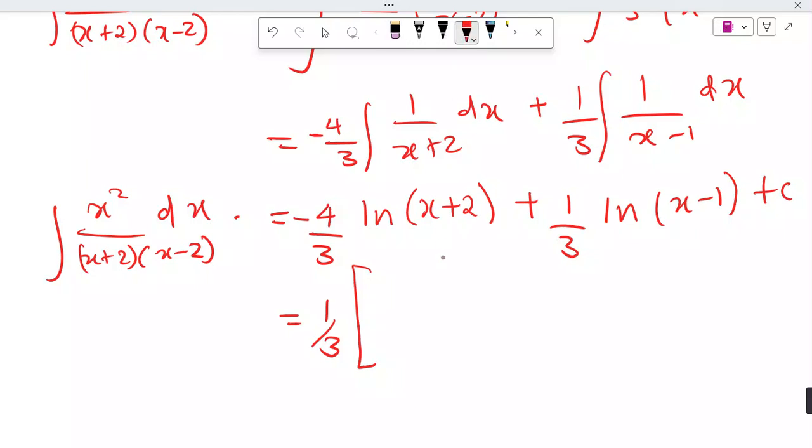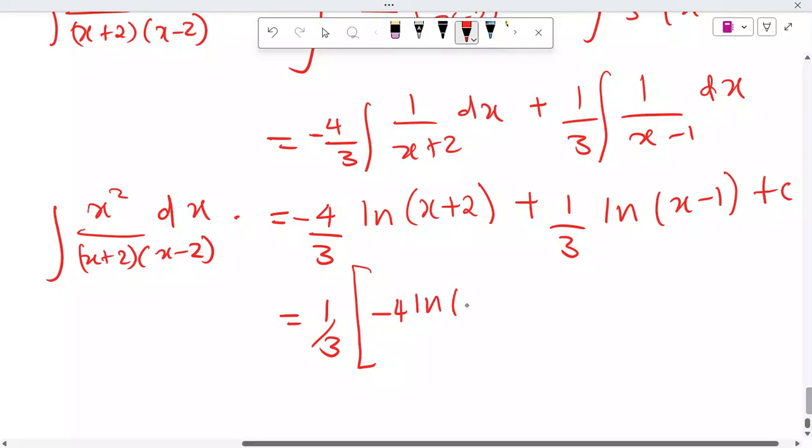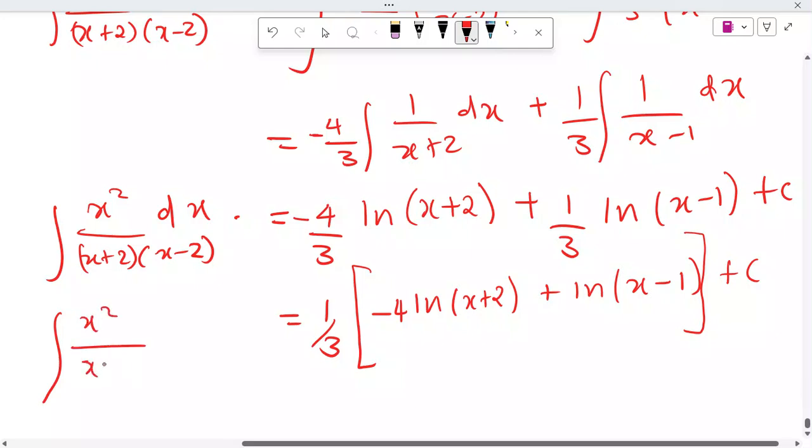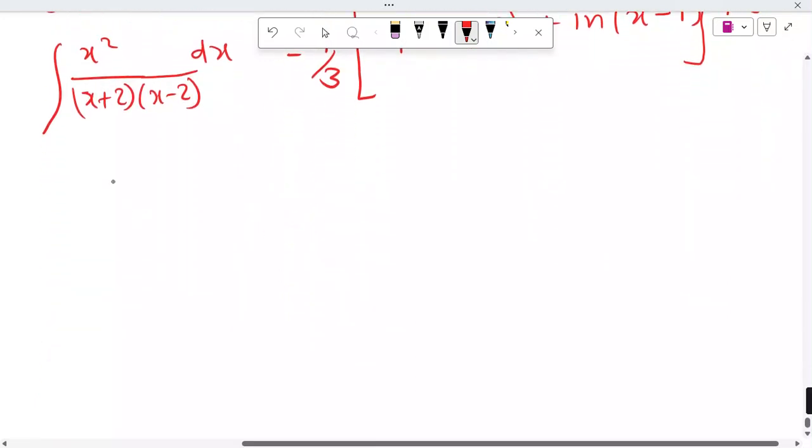Okay, so this here, so we write negative 4 ln x plus 2. Then here this one is outside plus ln x minus 1. Okay, like this. So plus c. So this is the integral of x squared over x plus 2 times x minus 2 dx. Okay, so let's go to part 4.